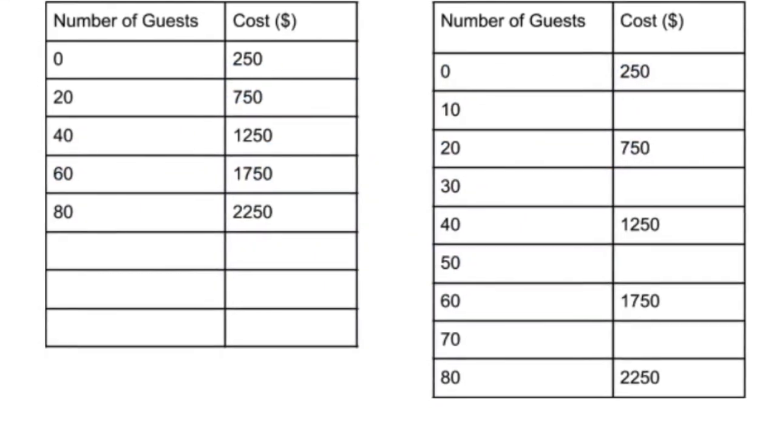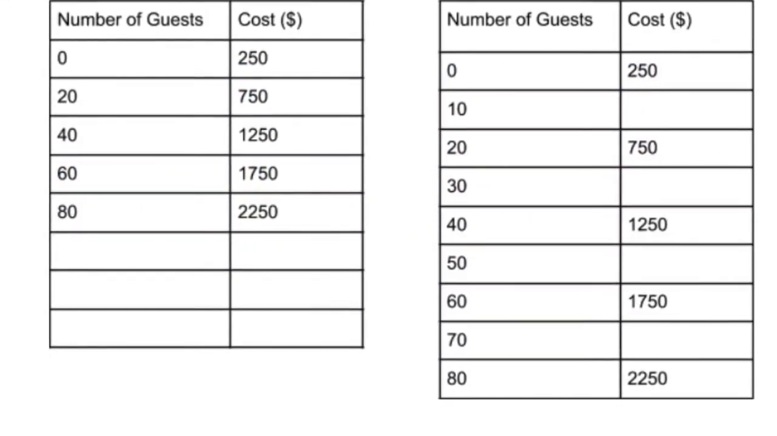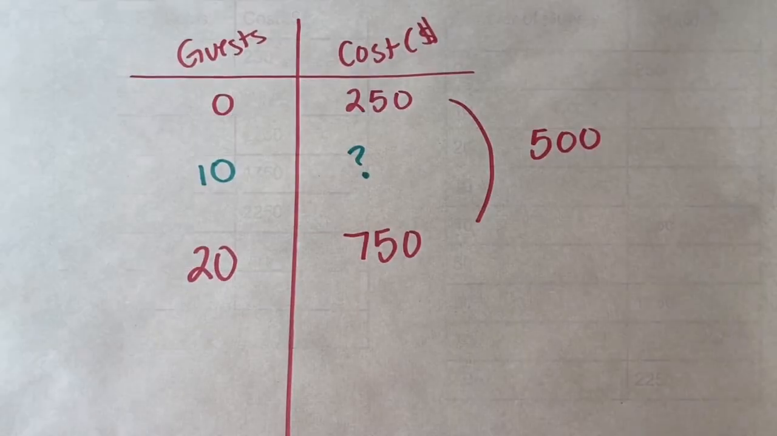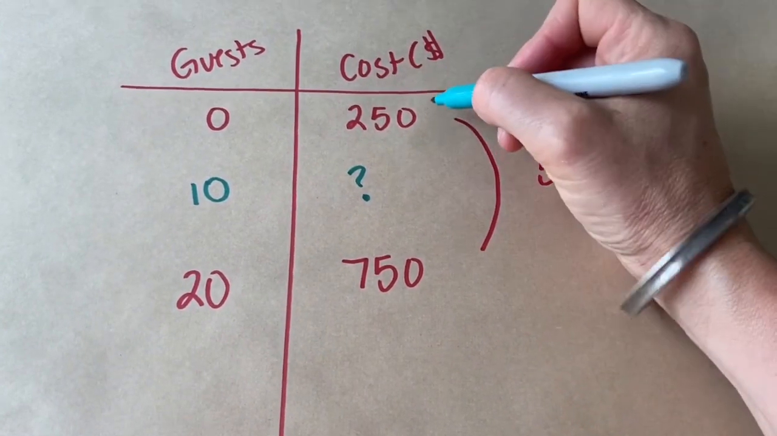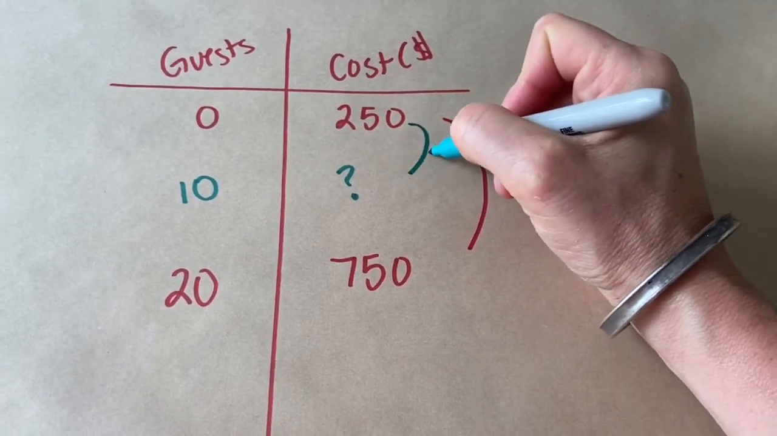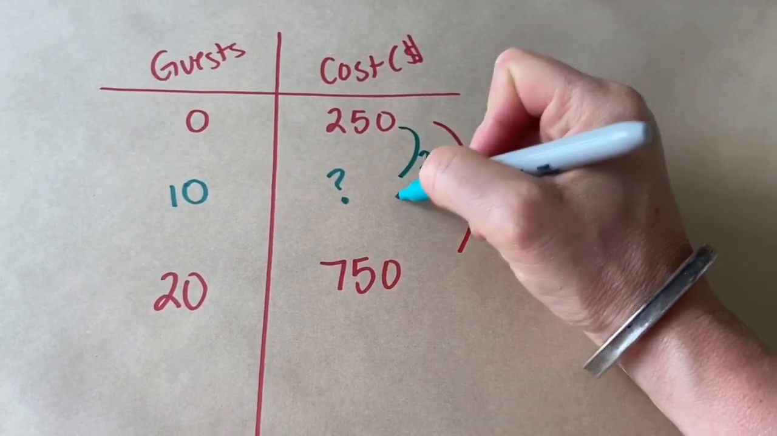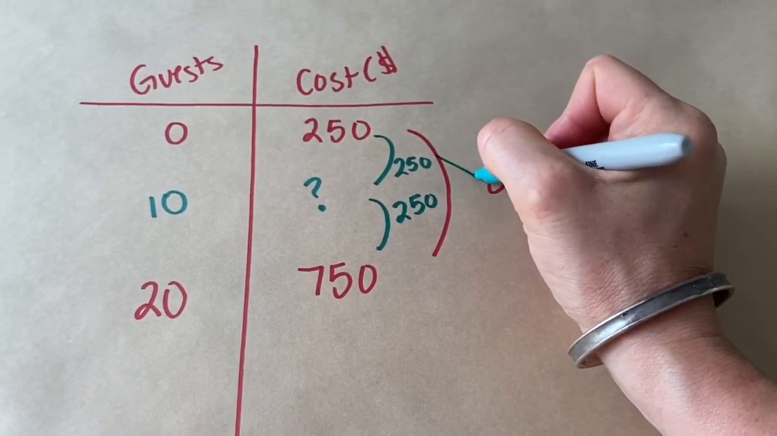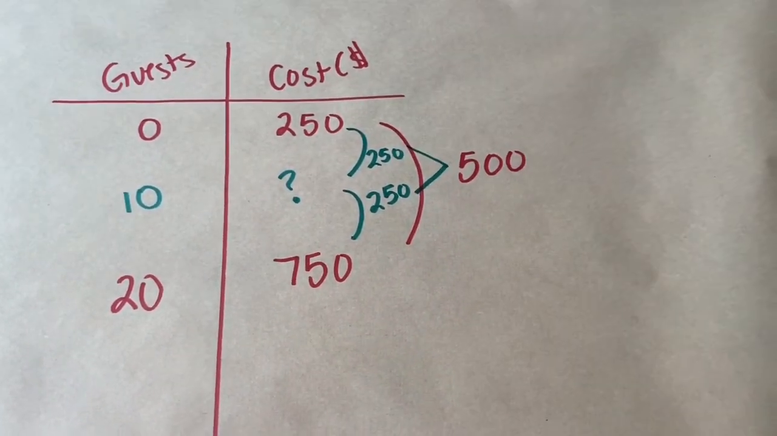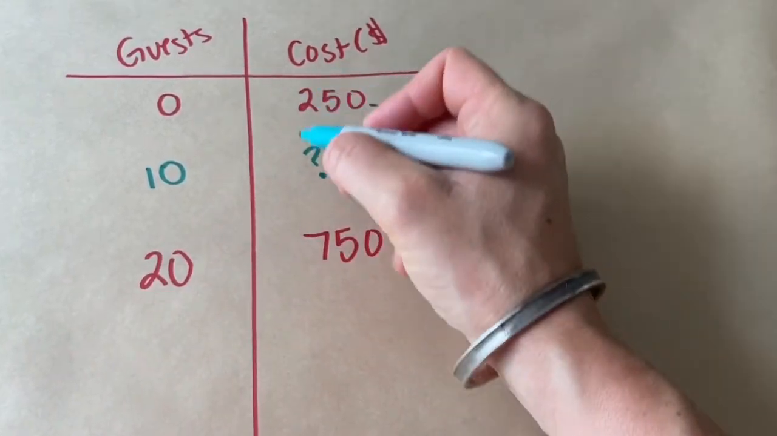So we want to take our table, which was jumping by 20, and change it to jumping by 10. So if when we jump by 20s, our right side jumps by 500s, that means if I jump by 10, it should jump by 250, because half of 500 is 250 and half of 20 is 10, and 250 plus 250 adds up to 500.